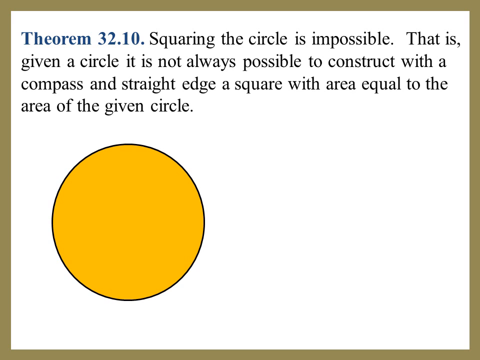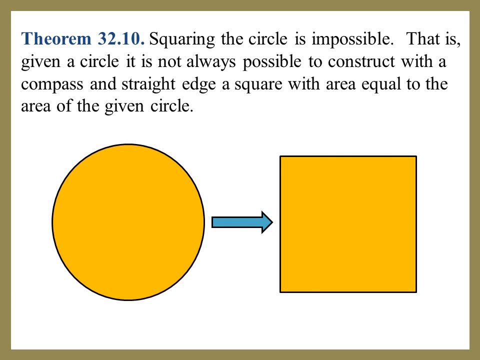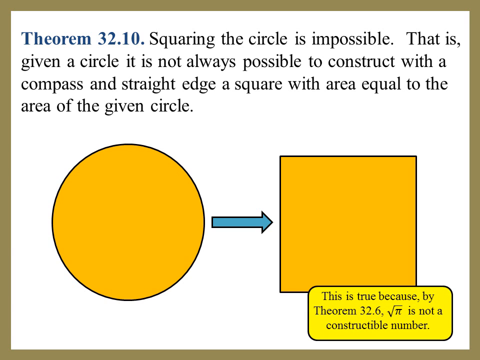Thirdly, squaring a circle is impossible. That is, given a circle, it is not always possible to construct, with a compass and straightedge, a square with area equal to the area of the given circle. Performing this construction would require constructing a line segment of length square root of pi. Since pi is not constructible, pi is not even algebraic, it's transcendental, then square root of pi is not constructible, and hence squaring the circle is not possible.